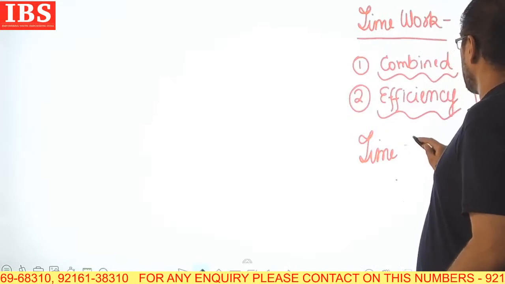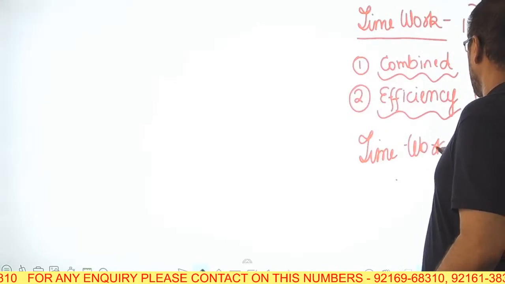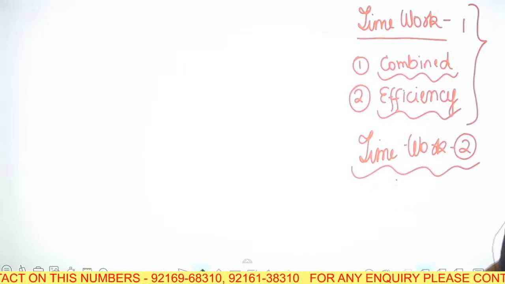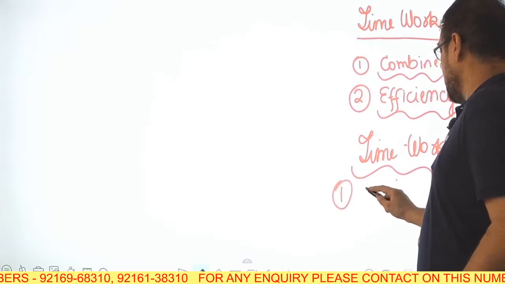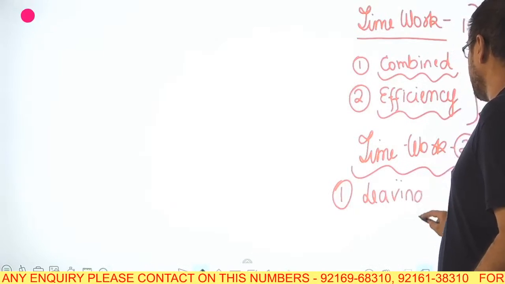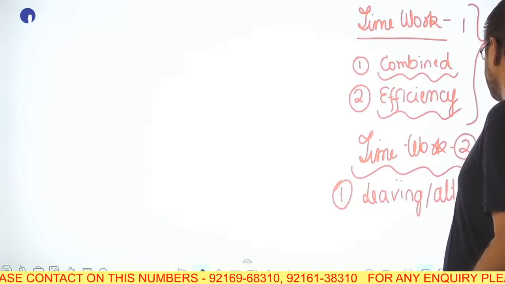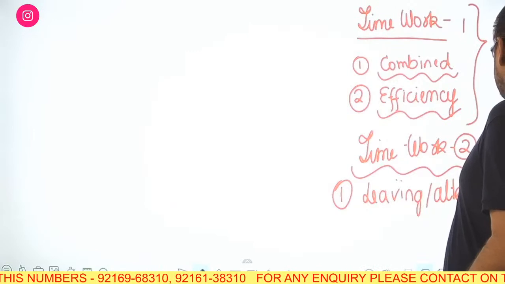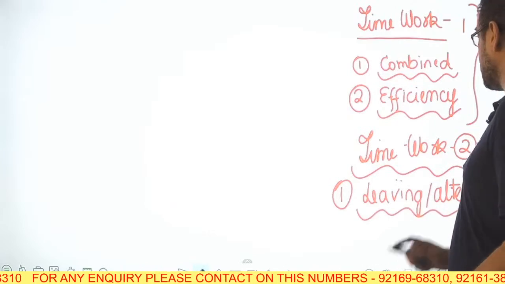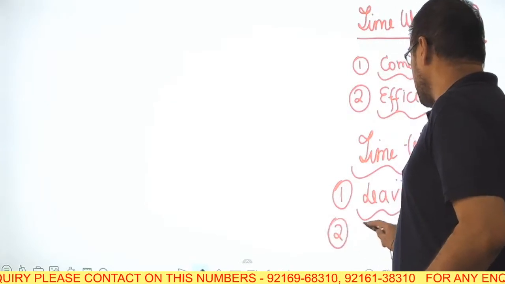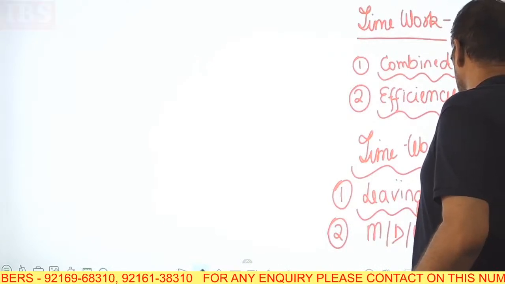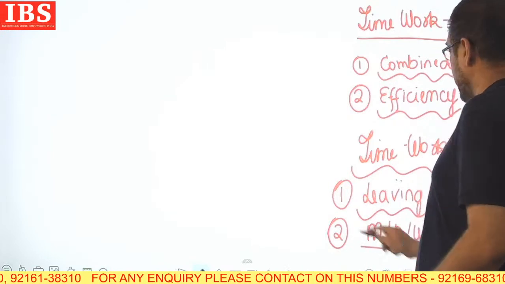What are the contents of time and work part 2 that we'll discuss? The first part will be when men or women leave the work and work alternately, means one after another, alternately they are doing the work. So how will we manage this kind of situation? Second will be man days, work, efficiency and hours. When these things are given, how do you handle the questions?